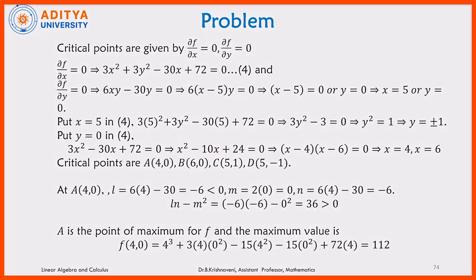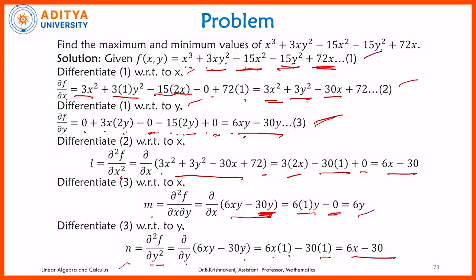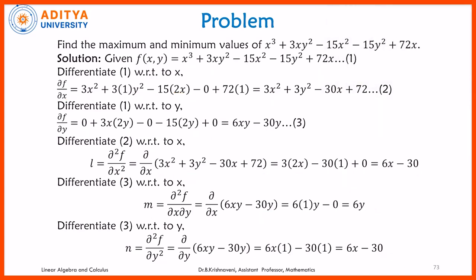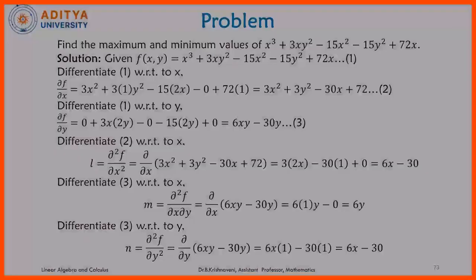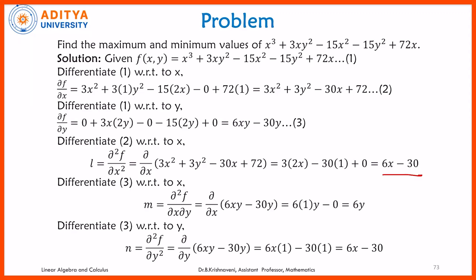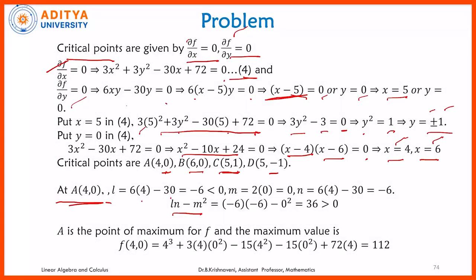L value, what is L? We got L equal to 6x minus 30. Substitute the point: 6 into x is 4, minus 30, which is minus 6, which is less than 0. Next, find the M value at (4, 0). What is M equal to? 6y. So 6 into y is 0, that is 0.